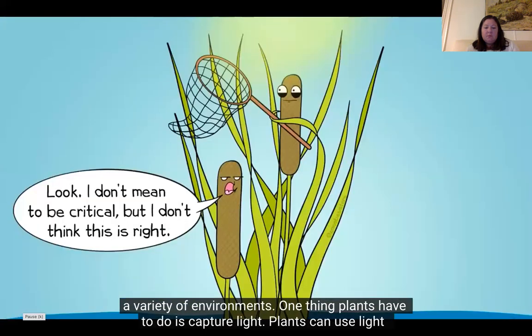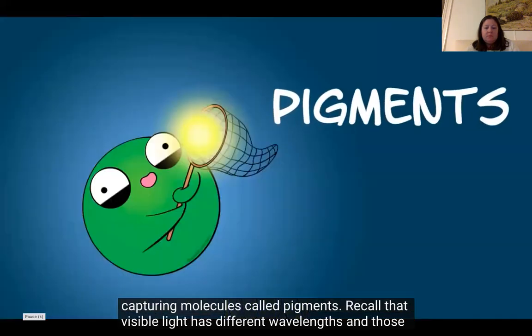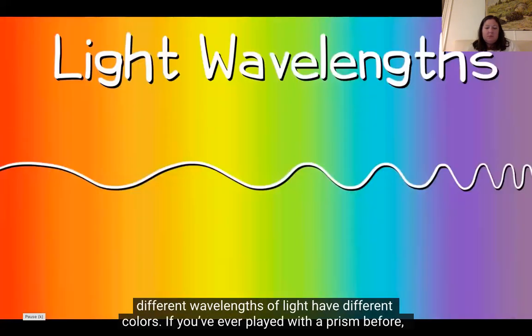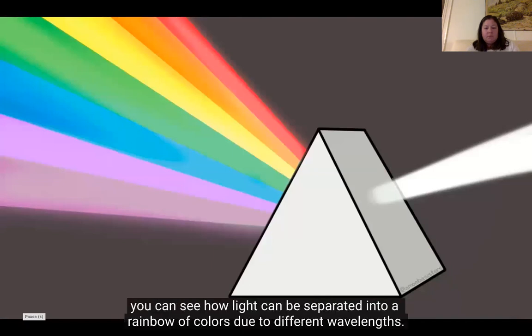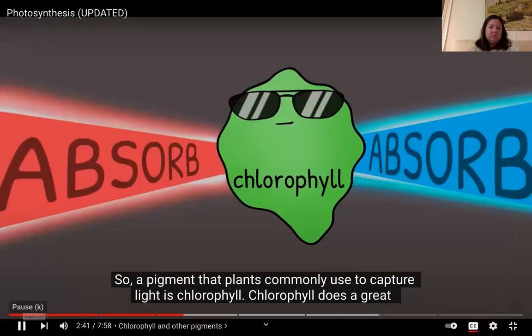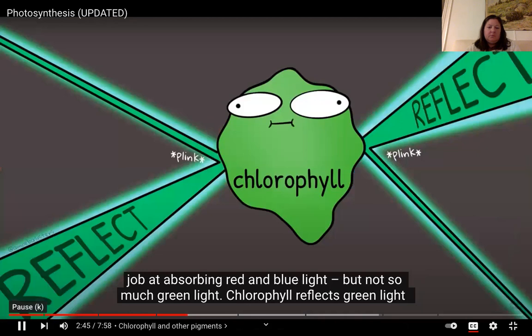One thing plants have to do is capture light. Plants can use light-capturing molecules called pigments. Recall that visible light has different wavelengths, and those different wavelengths of light have different colors. If you've ever played with a prism before, you can see how light can be separated into a rainbow of colors due to different wavelengths. So a pigment that plants commonly use to capture light is called chlorophyll. Chlorophyll does a great job at absorbing red and blue light, but not so much green light.